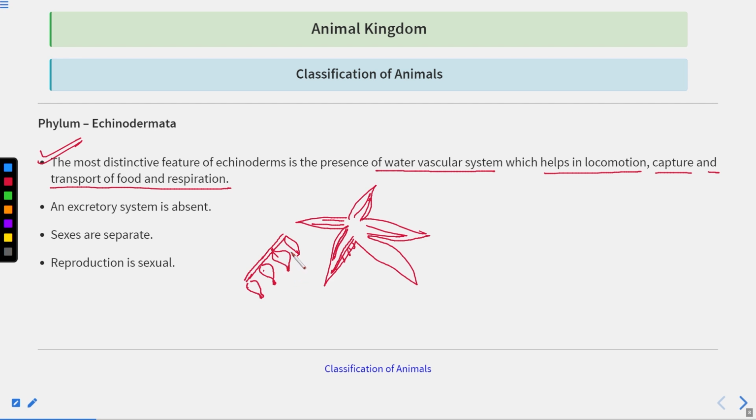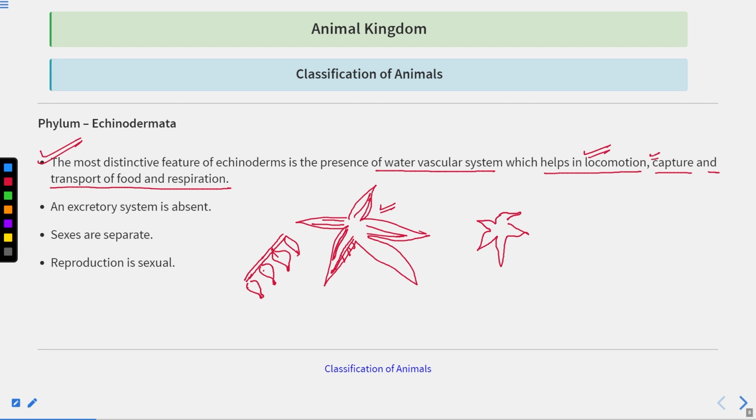So its arm spreads like this, in this form, and when it removes water, its arm becomes like this. Again it takes water, it moves like this. So in this way, when it takes water and removes water, it moves like this. So this is why it is helping in the locomotion.